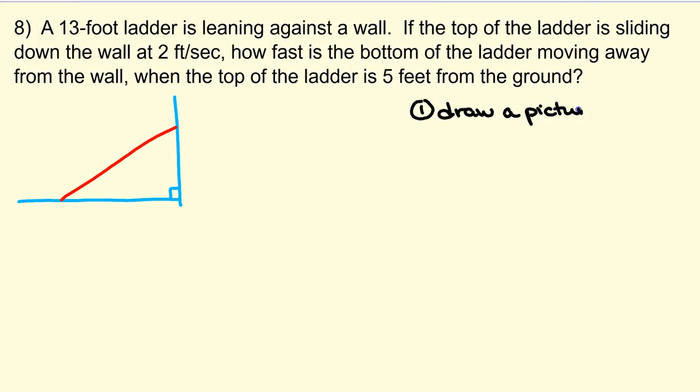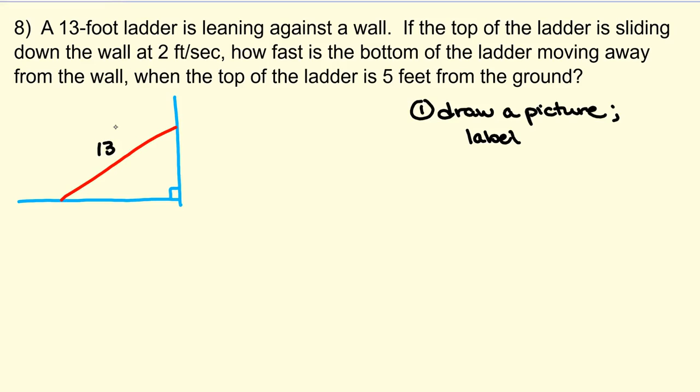Most of the time, there's something geometric going on here, and you can draw a picture. Every once in a while, that doesn't apply, but for the most part, draw a picture and label it. Some of the labels will be variables, and some of the labels will be numbers. So we know that this ladder is 13 feet long, and that's not changing. That's a constant. So I'm going to label that 13.